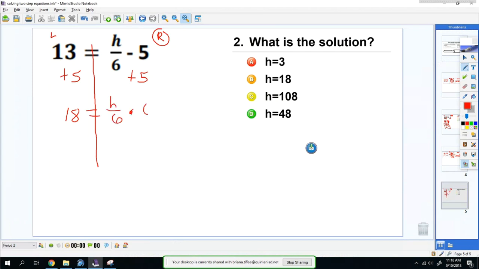So we're going to multiply 6 to both sides. This cancels out. H comes down. 18 times 6 is 108. And so that's our final answer. So the answer is C. And remember, you can always plug it back in to justify your answer.